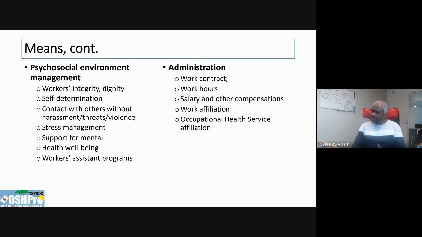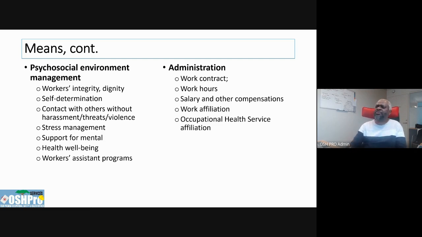They should have a clear contract that states this is what you're going to do, this is what you're going to be paid, this is how many hours you are going to work, your salary compensation for the work, for overtime work. They should have work affiliation, so that they feel that this is some place I want to come to every day. They should feel that this is a nice place to work.